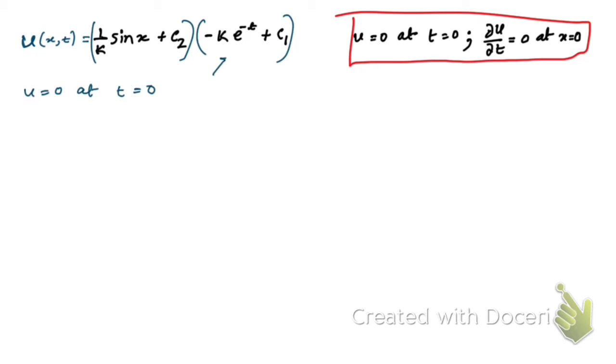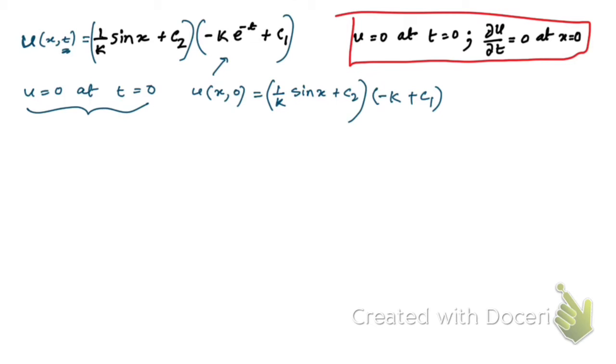So if you put t equal to 0 here, that means u(x,t) is equal to 0, then if you replace t by 0, this result is going to be something like this: 1 by k sin x plus c2, into e to the power 0, that's going to be equal to 1. So here we're going to have minus k plus c1, right? Hope you have understood this. Now you can see at t equal to 0, u is 0, so we can replace this by 0, and then we can write that 1 by k sin x plus c2, into minus k plus c1, is equal to 0.